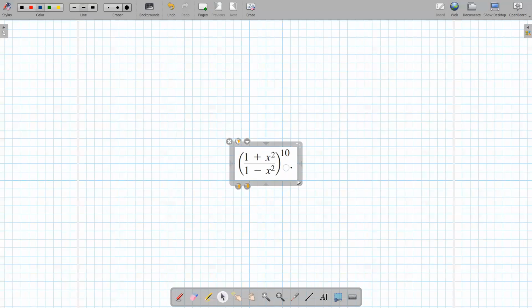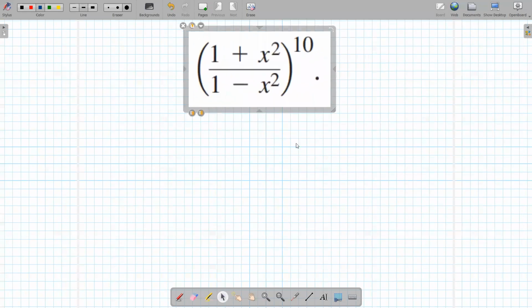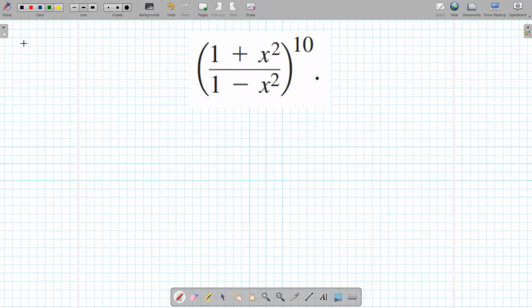But this one, you have to use something called the quotient rule, because now, instead of multiplying, you're dividing. So what does the quotient rule say? It says this: if you have f over g, it's going to be f prime g, very similar to the last one, except there's a minus here. And you have to divide everything by the original g squared.